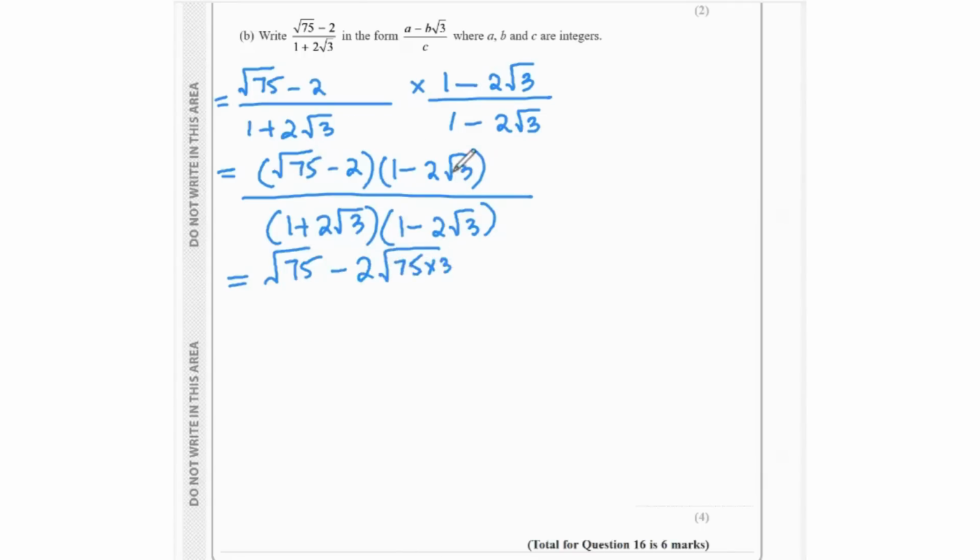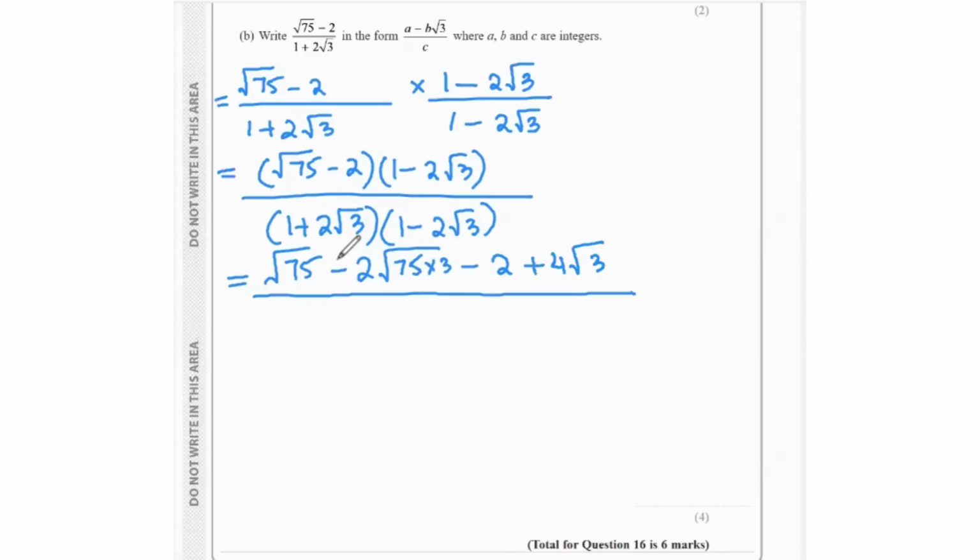We multiply the numbers in the surds with each other. Then minus 2 plus 4 root 3. When the number is existing on its own without a surd, you multiply it by the number outside the surd, not inside the surd. Whereas for root 75 times 2 root 3, we multiplied the surd with the surd. So 75 times 3, the 2 was outside.